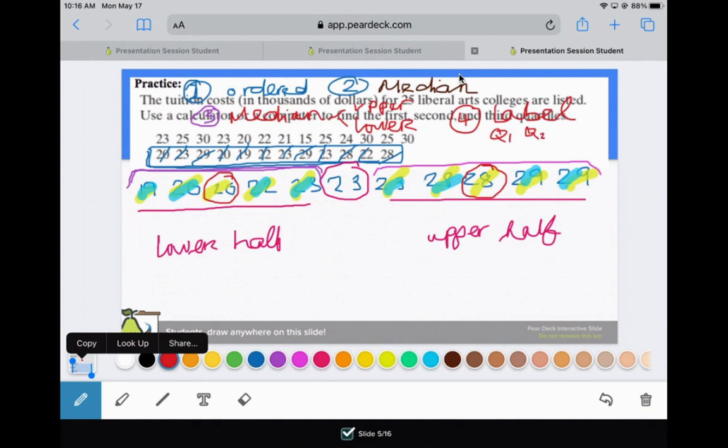And now step 4, I'm just going to label Q1, Q2, and Q3. So I'm just going to go in this order. Q1 is the first circle, Q2 is the second one, Q3 is the third one. So that's how you find the first, the second, and the third quartile.